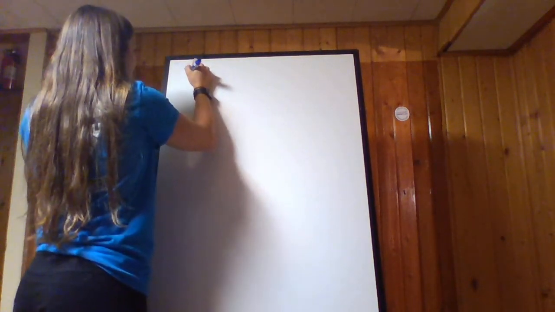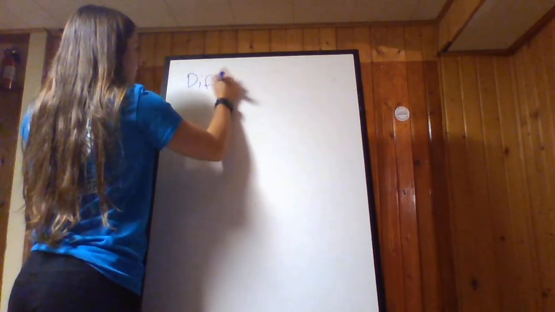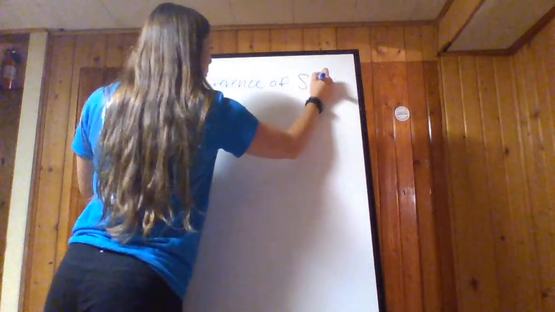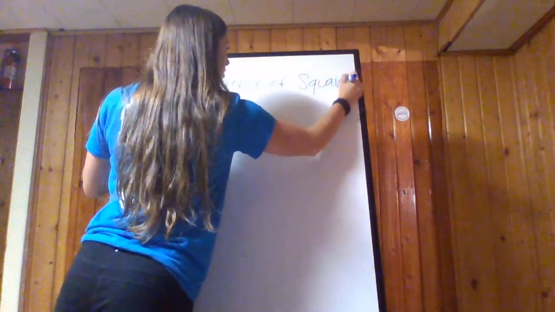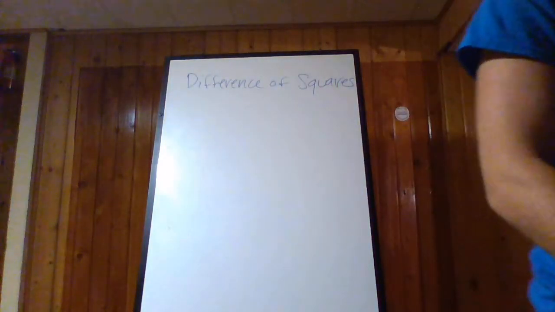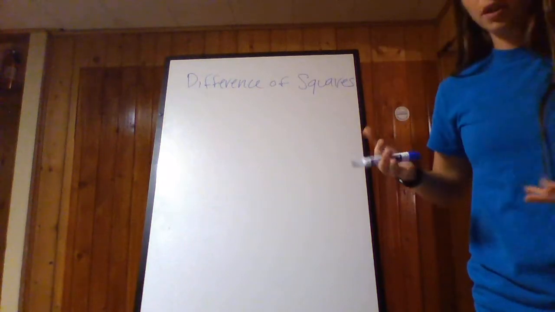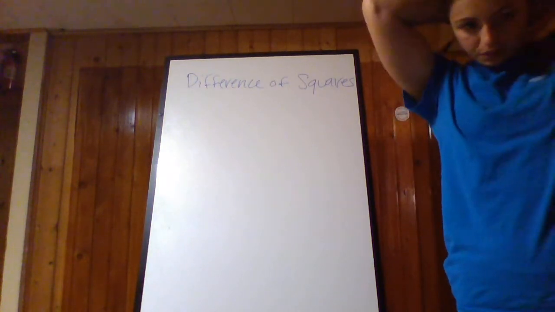Let's see. Okay, I'm at about 8 minutes, so I'm going to do one other kind. So that was factoring trinomials. This specific type of factoring is called difference of squares. Okay, so for difference of squares, we have a very specific kind of formula, I guess you can call it, that we're going to use.